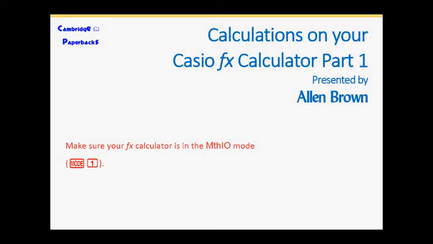Hello and welcome to this video on using your Casio calculator for performing calculations. Now, the first thing to do is to make sure that your calculator is in the Maths I/O mode, and you achieve this with these keystrokes: Mode 1.